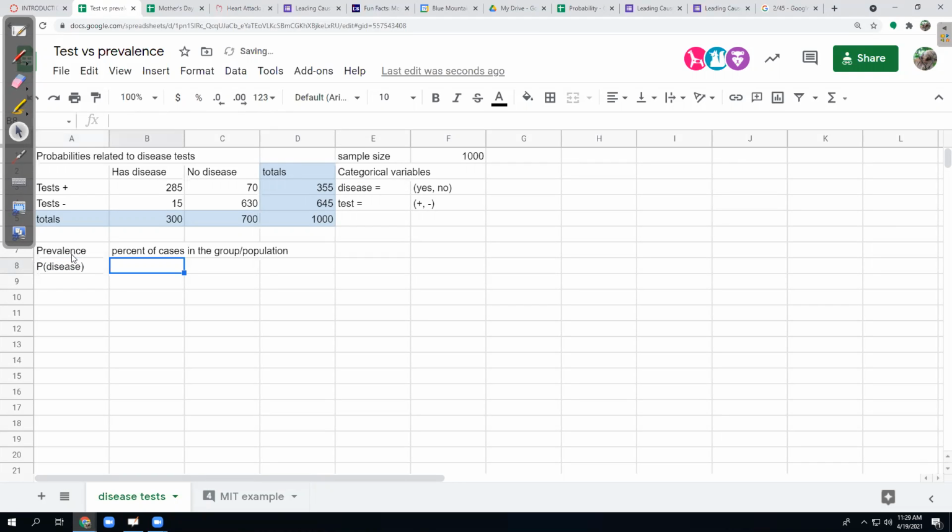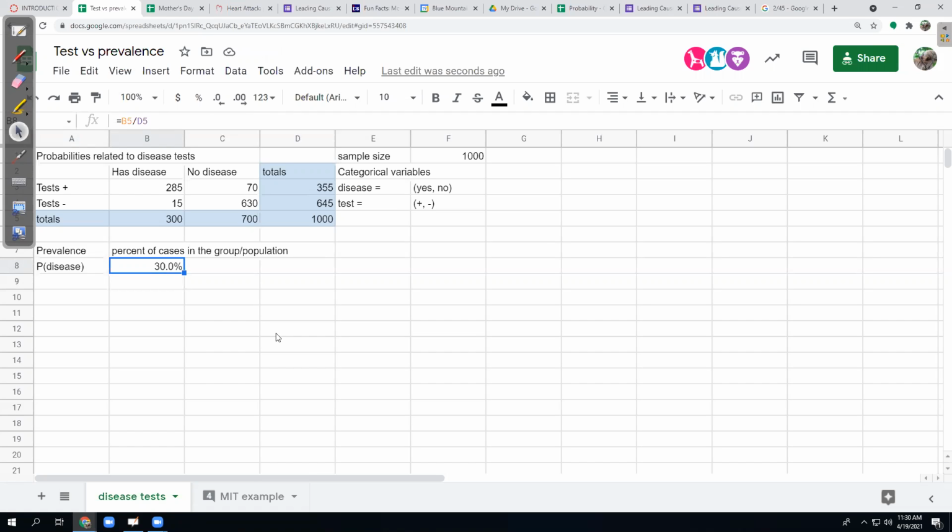And in this case right here, I can see in the totals here that the total number of people that have this disease in this group of 1,000 are 300. So the probability here should be equal to that 300 right there, divided by the total number of cases. So this disease has a prevalence of 0.3, and we usually state that as a percentage. So I can click back on that and say, hey, give me a percent, please. So there's my 30% prevalence rate. 30% of the population has this disease.